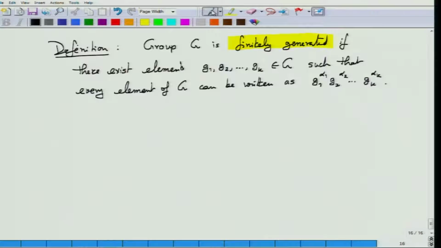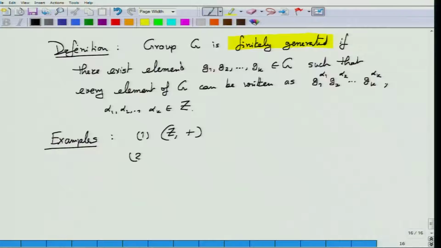So, group G is called a finitely generated group if there exist finitely many elements in G, g1, g2 to gk, such that every other element of the group can be written in terms of these elements g1 to gk, and this is the general form of the various elements written in terms of g1 to gk. Here alpha 1, alpha 2 to alpha k are integers. So, what are finitely generated groups? Well, of course, Z plus is finitely generated. It has only one generator.